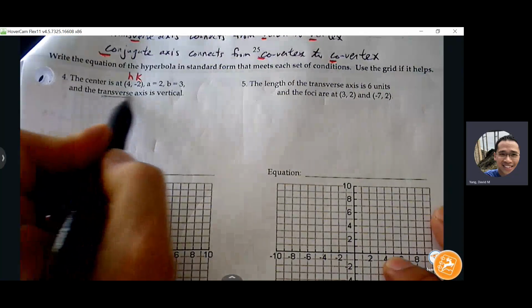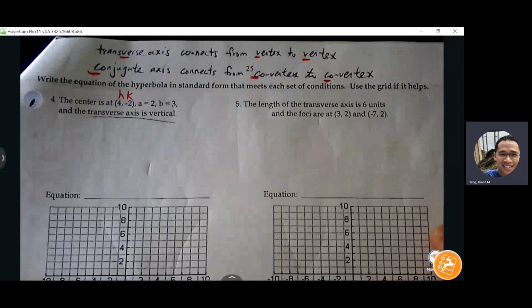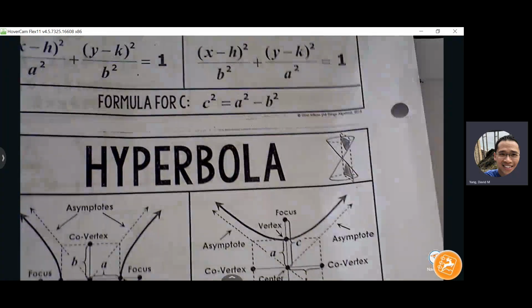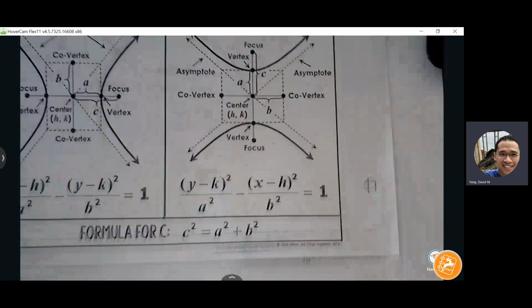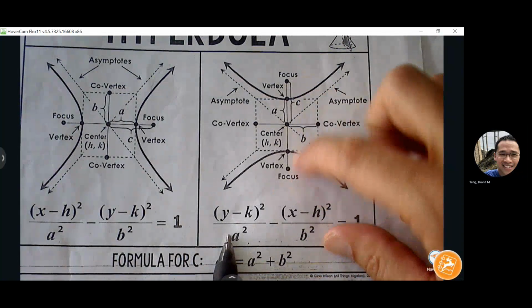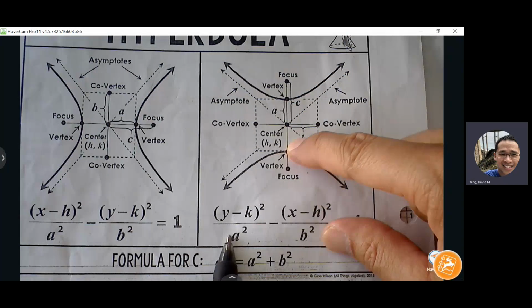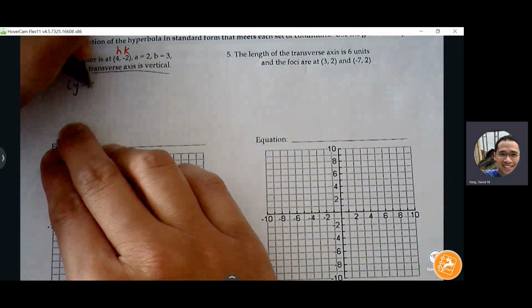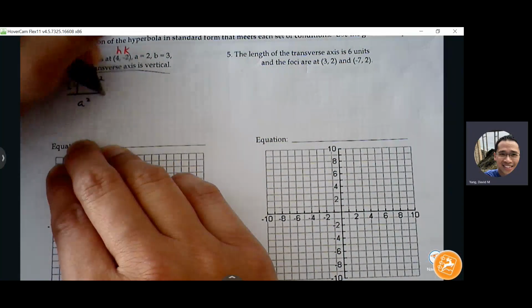And they say that the transverse axis is vertical, so that's going to help us decide which equation to use. Transverse axis is vertical, so do we want the y to come first or the x to come first? So y, yep, because transverse axis is vertical, means I want my y to dictate my a value. This is my transverse axis. Okay. So I'm going to write my formula and then fill in the rest.